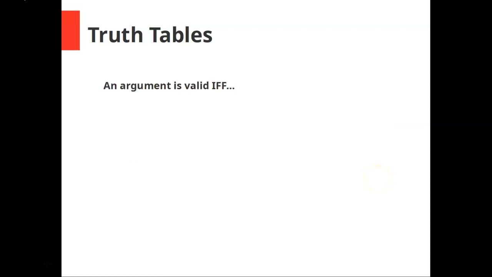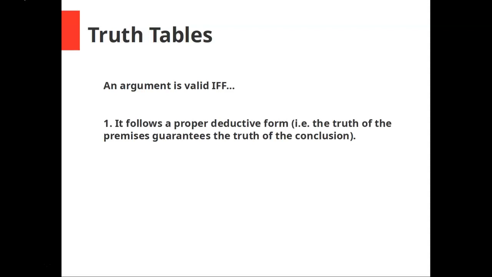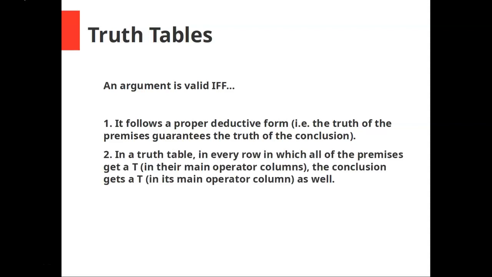What does it mean for an argument to be valid? We have a definition here. An argument is valid if and only if it follows a proper deductive form. In other words, if the truth of the premises guarantees the truth of the conclusion. We're going to have a second part to that definition that deals with truth tables. An argument is valid if and only if, in a truth table, in every row in which all of the premises get a T, the conclusion gets a T as well. And we'll see what that means later on in the video.